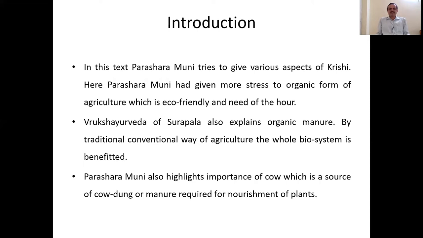By the traditional, conventional way of agriculture, the whole biosystem is benefited. If we follow the traditional, conventional way of agriculture, the whole biosystem will be benefited. Parashara Muni also highlights the importance of cow, which is a source of cow dung or manure required for nourishment of plants. So even Parashara Muni is highlighting the importance of cow. We know very well that Indians have given more importance to cow.